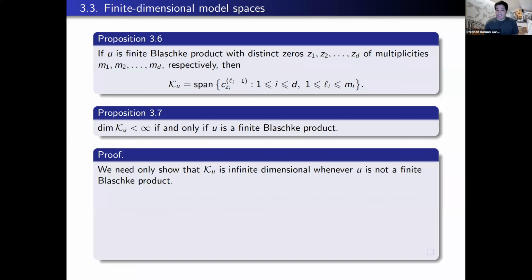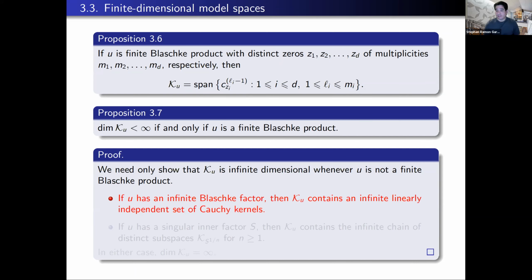So what we really need to show is that the model space is infinite dimensional whenever U happens to not be a finite Blaschke product. And there's a couple ways that can happen. If U has an infinite Blaschke factor, well, then that means U has infinitely many zeros, right? So by what we've seen in the previous slides, you take a look at the Cauchy kernels corresponding to those infinitely many zeros. Cauchy kernels are linearly independent. So that means your model space contains an infinite linearly independent set. Once you have infinitely many linearly independent Cauchy kernels, you're done, infinite dimensional.